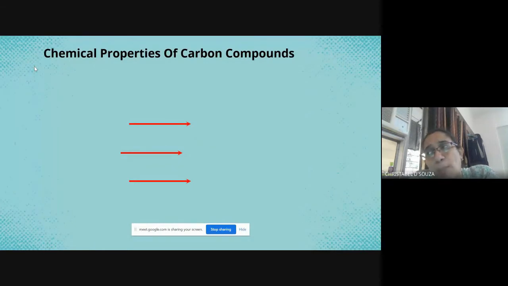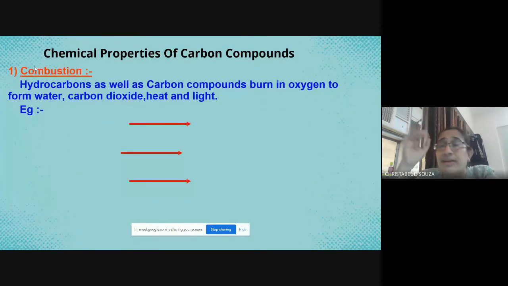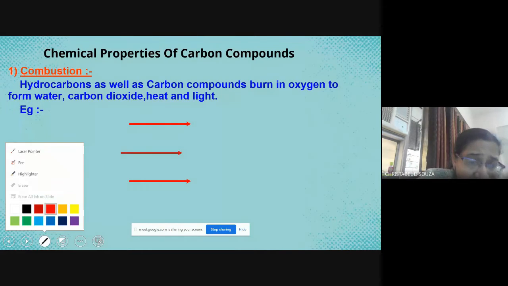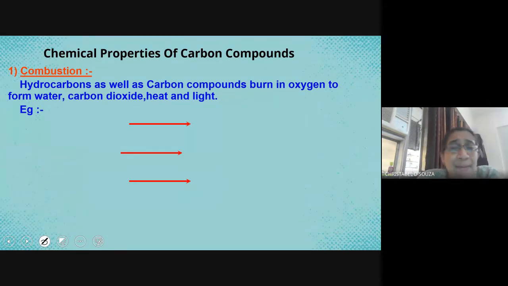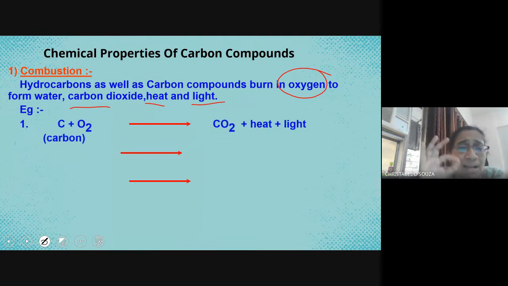Compounds, the chemical properties of carbon compounds. Now, the first property that we are going to learn is combustion. Combustion means burning in oxygen. Boys, kindly remember when carbon or its compounds burn in oxygen, you get carbon dioxide, heat, and light. So carbon plus oxygen will give you carbon dioxide plus heat plus light. See this, boys, the first one: carbon plus oxygen gives you carbon dioxide plus heat plus light.